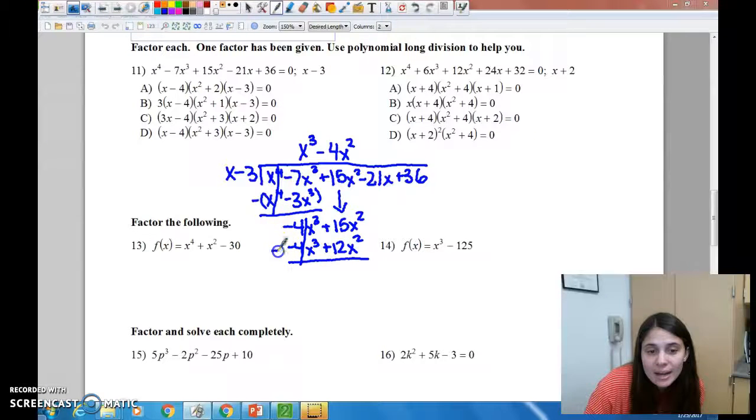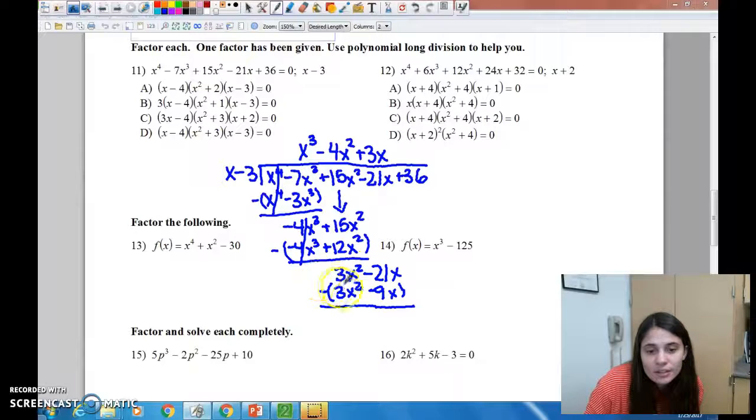15x squared minus 12x squared is 3x squared. Then I bring down my minus 21x. 3x squared divided by x is 3x. And then 3x times x is 3x squared. 3x times negative 3 is a negative 9x. So I'm going to subtract this.